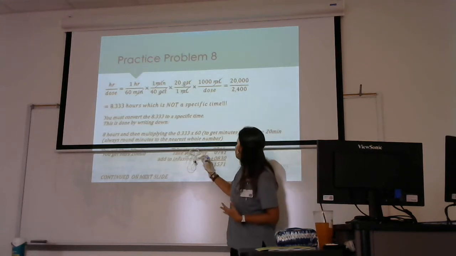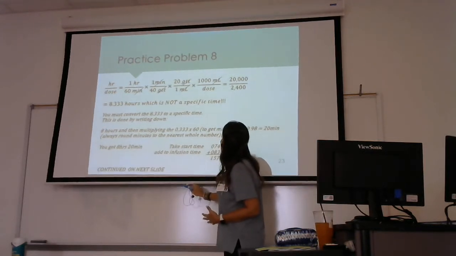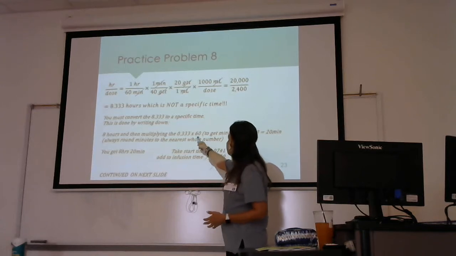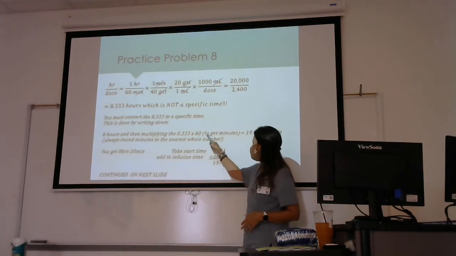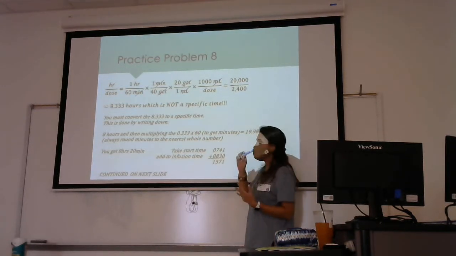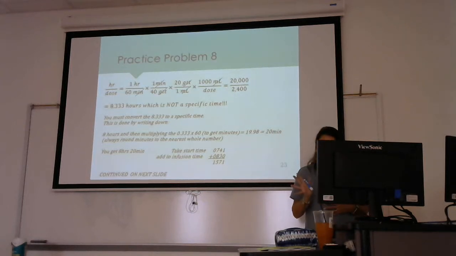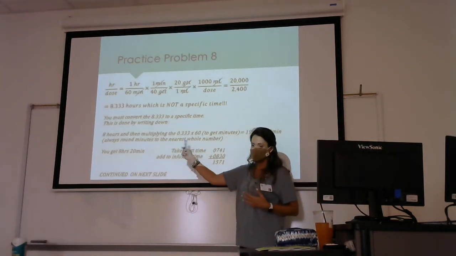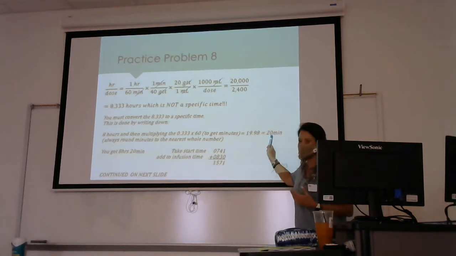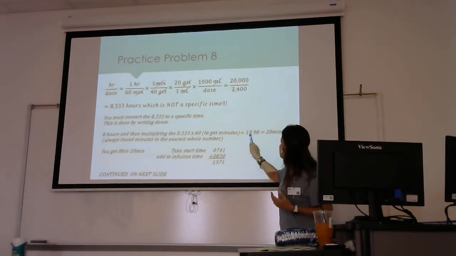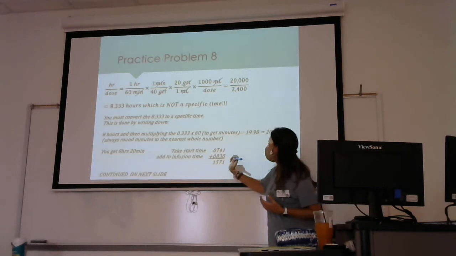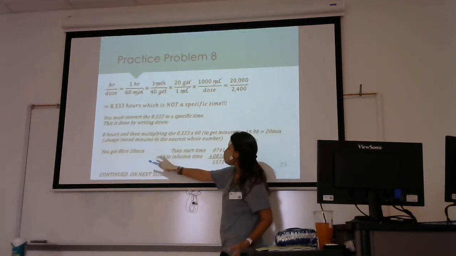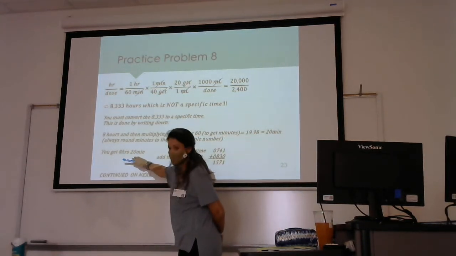That is why we multiply times the 60 to get minutes, and it comes out to 19.98. All time in these instances rounds to the whole number. So 19.9 would be 20. Okay, so you get 8 hours, 20 minutes.